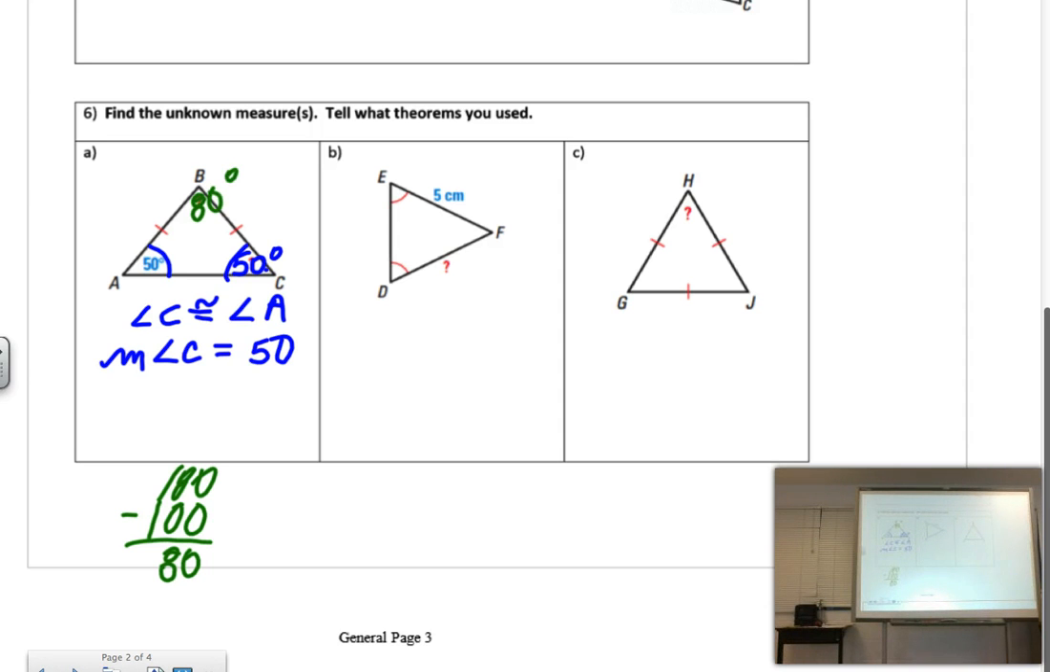Perfect. So using the triangle sum theorem, we knew that the angles had to sum to 180. And using the base angles theorem, we had to know that that was 50. Yes. So then, for the answer, would you just write measure of angle B equals 80? Yes. Thank you.